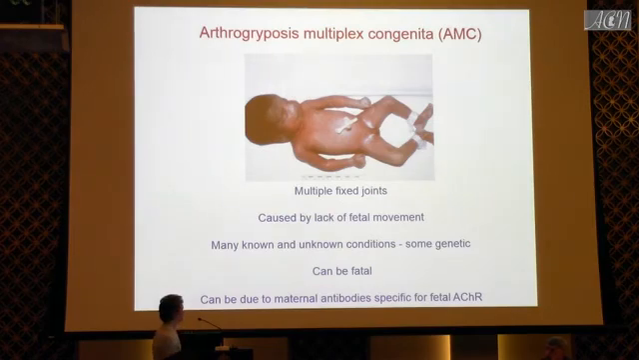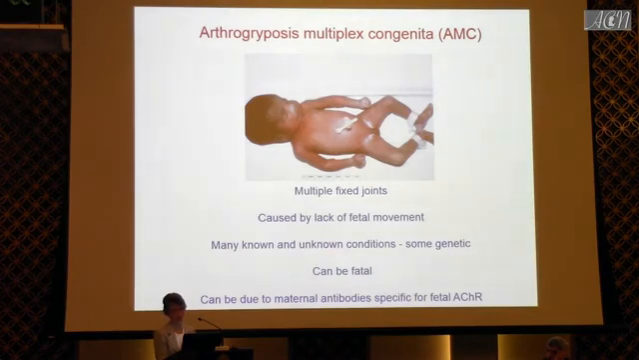So this is a baby born to a mother who'd had, at the time, 3 previous pregnancies affected with this condition. So the baby has fixed joints in the hand. You cannot open those hands. You can't bend or straighten the knees or the ankles. The chin is very weak, and in fact the baby had not developed breathing properly and died shortly after birth.